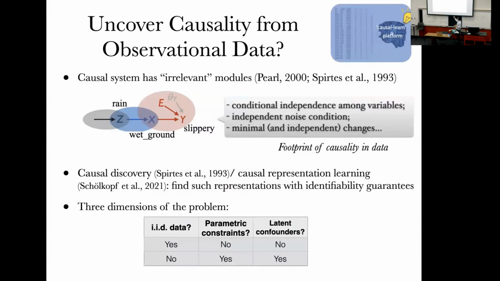So how can we solve the problem? You saw this picture. This is the third time to show the picture, and Peter also showed this picture. So essentially, we make use of the modularity property. And from the modularity property, you can easily derive a number of statistical properties, including conditional independence, independent noise, minimal change in the causal representation, and if they change, they have to change independently. So we can make use of the properties of minimal changes and independent changes in the causal representation to solve the problem.